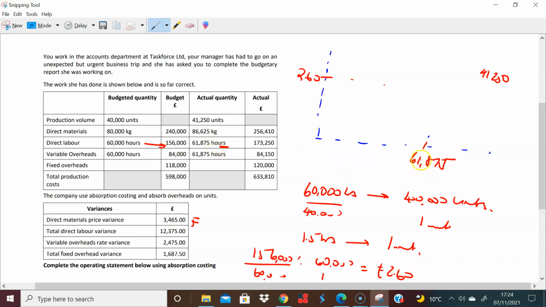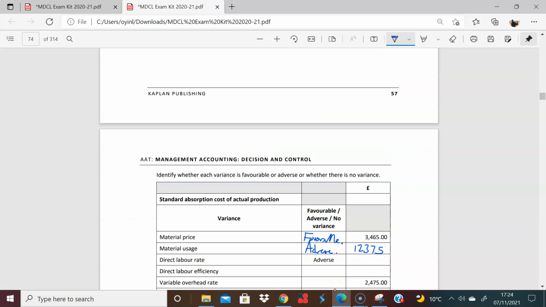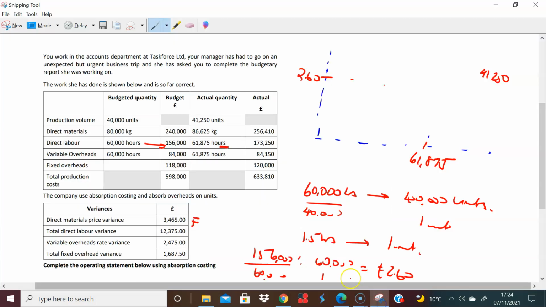So from an efficiency point of view, you're spot on. There's no difference between what you used and what we expected. So I can qualify that as 0 straight away. So my efficiency variance is 0. Your labor rate is given to you, I believe, but let's work it out.